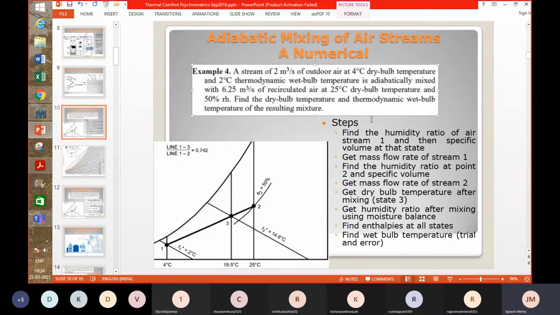So first thing, even if you want to get it graphically, you have to get the mass flow rates. What is given is not the mass flow rate, it is volume flow rate. So 2 meter cube per second and 6.25 meter cube per second are the volume flow rates of the 2 streams. So you have to first get the mass flow rate. To get the mass flow rate, you need the specific volume at point 1 and at point 2, and you divide the volume flow rate by the specific volume.